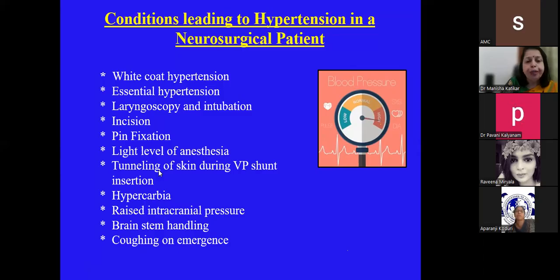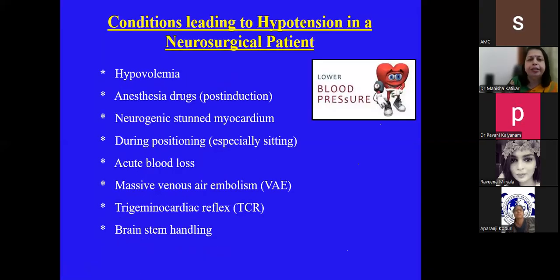So you should be aware of this rise in blood pressure at that moment. If there is hypercarbia, raised ICP, brainstem handling, and at emergence, if there is coughing, all these conditions can cause hypertension in a neurosurgical patient. What are the conditions that can cause hypotension in a neurosurgical patient?